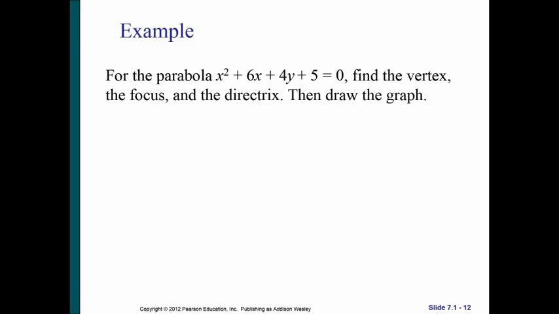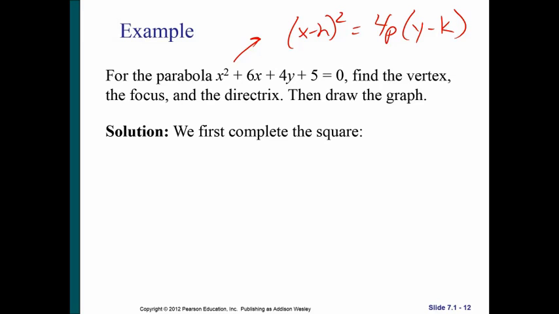What we need to do is find the vertex, the focus, and the directrix, or in other words, we need to take this equation and put it in the format x minus h squared equals 4p times y minus k. So somehow we've got to take this equation and rewrite it in this format that has a square in it. So how do we write things that have perfect squares? Oh yeah, complete the square. So that's what we're going to do. So here's the original. And what we'd like to do is take this 4y and the 5 and kick them over to the other side.